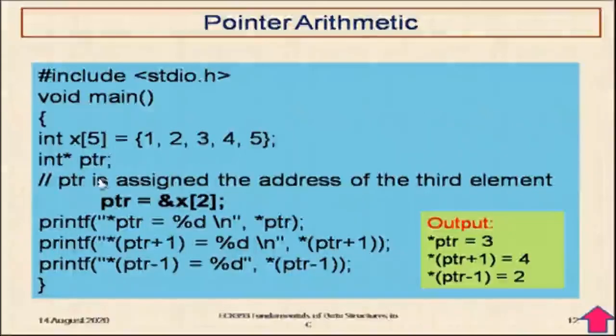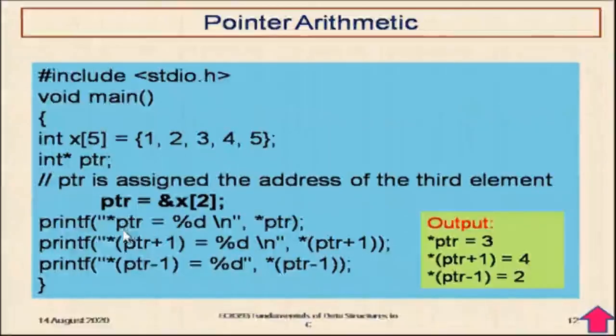Right. Then another simple example. Array size is 5 here. This is x[0], x[1], x[2], x[3], x[4]. I am assigning the address of x[2], that means the address of the data 3. So ptr is a pointer variable, and ptr is assigned the address of x[2]. So the address of this operand or data is assigned to the pointer.